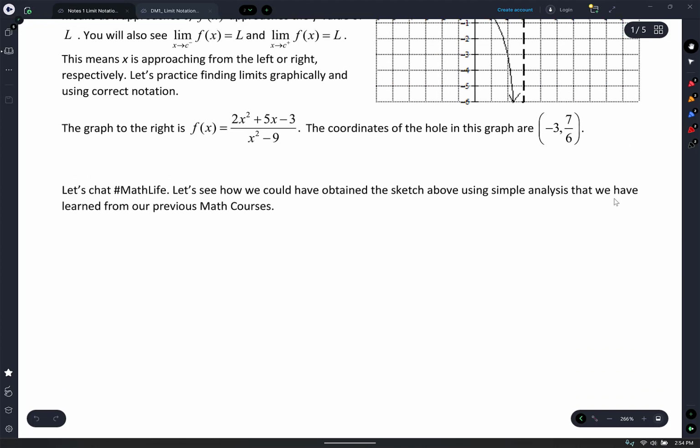So we're going to chat really quick. Do you remember how to find vertical asymptotes and horizontal asymptotes? So hopefully you're like, okay.